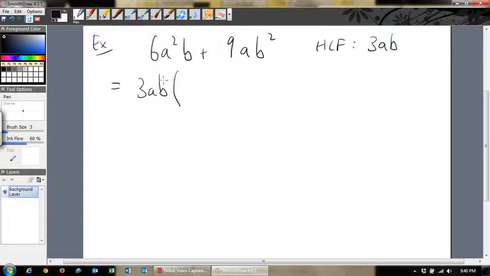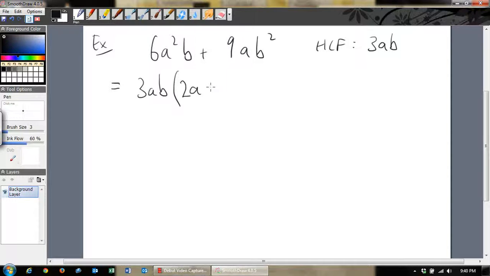Inside of your bracket, you need to figure out what do I need to multiply 3ab by to get 6a squared b. Firstly, with the numbers, you need to multiply 3 by 2 to get 6. Also, we need to multiply it by what? We've got an a here, and we've got an a squared here, so we need to multiply it by a to get an a squared. And b, we don't need to touch anything there because that b is the same as that b there.